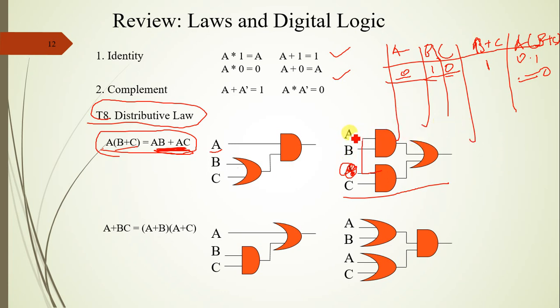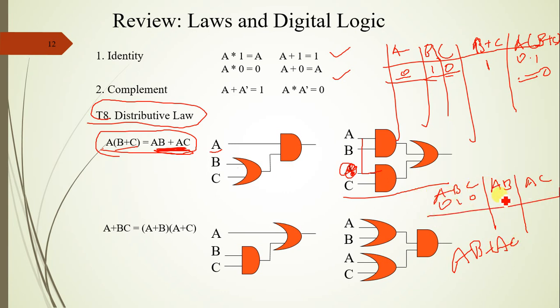So this is AB plus AC. Let us take the same thing. A, B and C, which is 0 1 0. What is AB? Then what is AC? Then adding up AB plus AC, right? So AB would be 0, AC would be 0. So 0 plus 0 would be 0. In this case, this and this terms are equal. That means hence it is proved, right?